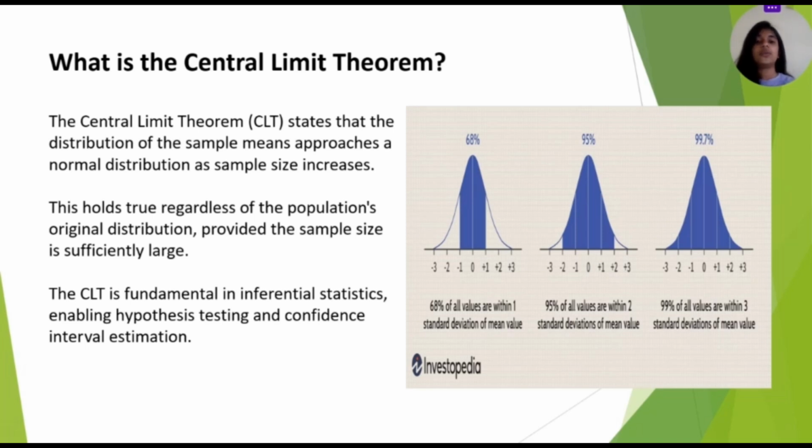So as in the picture, we can see 68% of all values are within the first standard deviation of the mean value. 95% of all values are within the second standard deviation of the mean value, and 99% of all values are within the third standard deviation of the mean value.